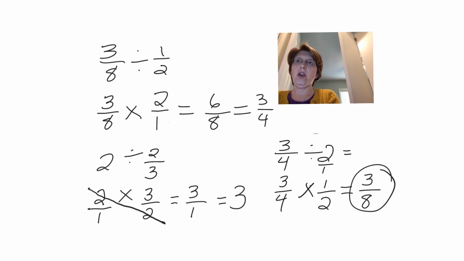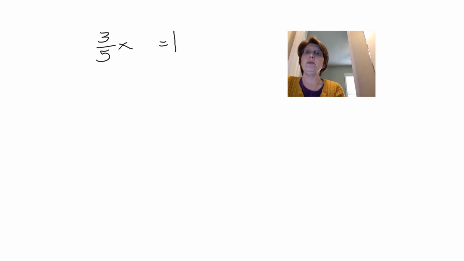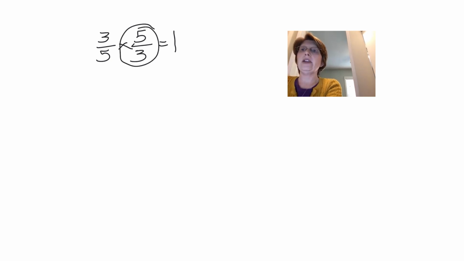Actually, let's go back. Okay, now we are on the back. Number 8 says 3/5 times what equals 1? Remember, all we have to do is flip that number. The number times the reciprocal is always going to equal 1. So all you're going to put there in that blank is 5/3.